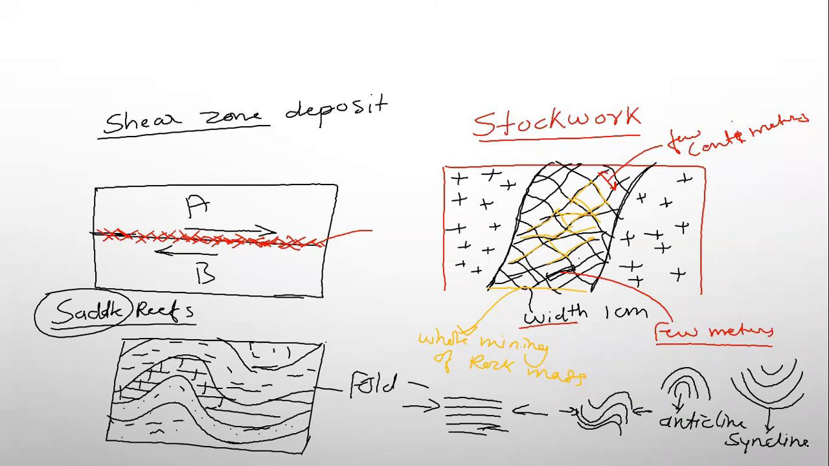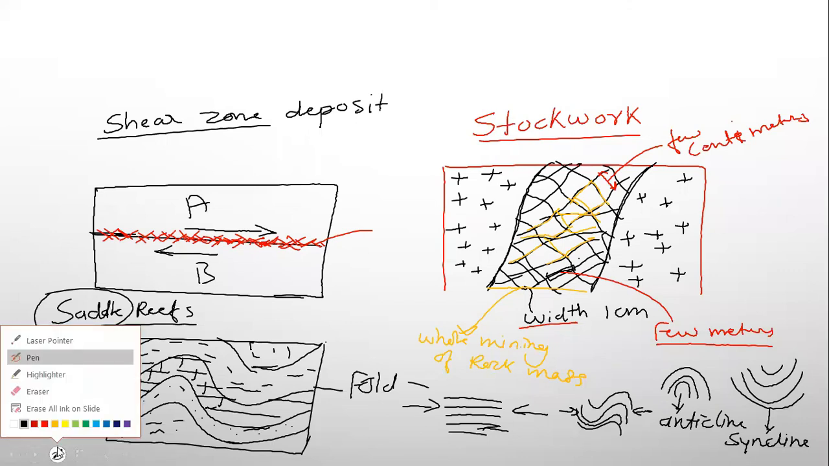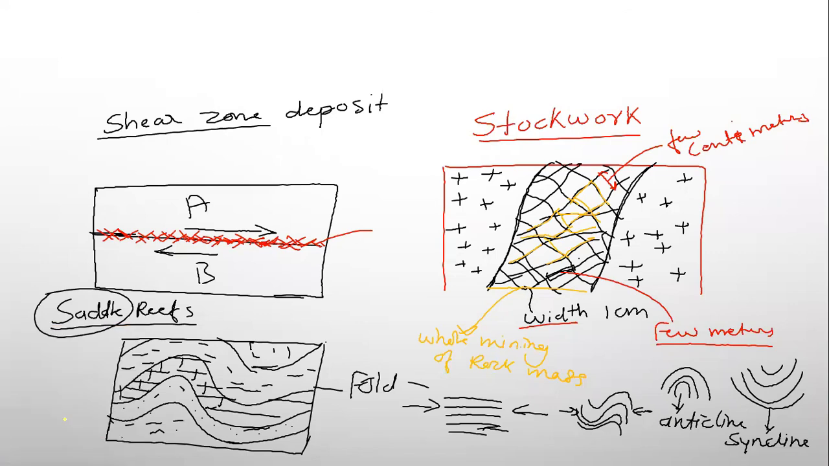Syncline. So if you understand this fold, then you can easily understand saddle reef. So what happens during the formation of these beds? While the formation of beds, here in between these two beds, there will be formation of ore deposits. So while folding the rock due to pressure from both the sides, what happens? From both the sides, pressure will be there.